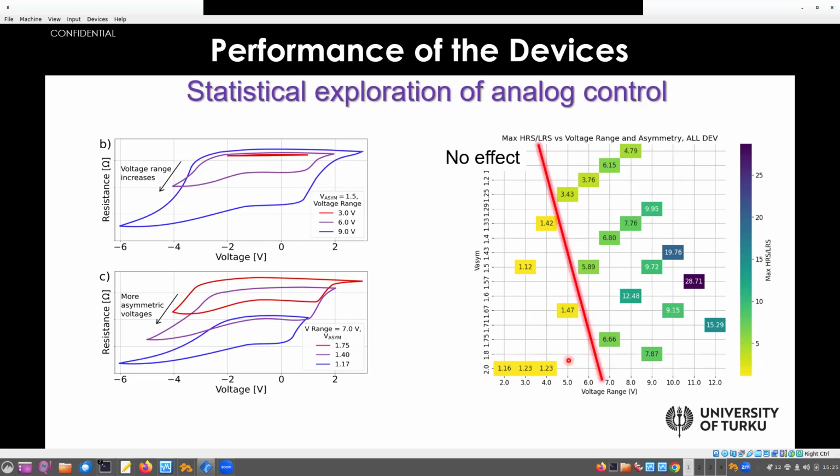Some devices. This is the statistical version, and these are just examples. Using different voltage ranges and different asymmetry, we can actually set the system into almost any resistance state we want in between the high resistance and low resistance states. The ratio between the high resistance state and low resistance state is about 30 here. This is the way we have shown that we actually do have the analog control of the system. This paper has just been accepted. It's probably not published yet, but it has been accepted. But we can send you the link if it exists. I'm not quite sure.